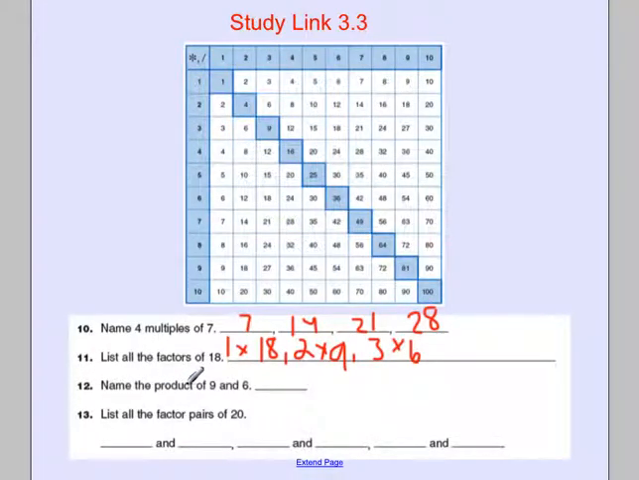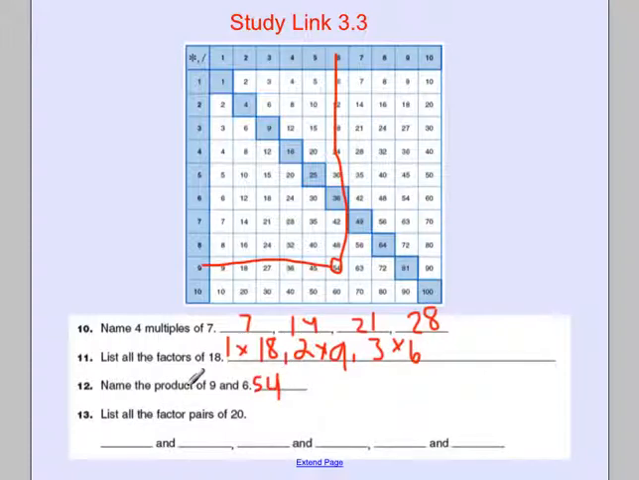If I wanted to name the product of 9 and 6, I would find 9 on the table. There it is. And then find 6 on the table on the other side and draw my fingers together until they met at an intersecting number, and in this case it's 54. So here's the 9, I would bring it over, the 6 comes down, they intersect at the number 54. And then same thing down below.